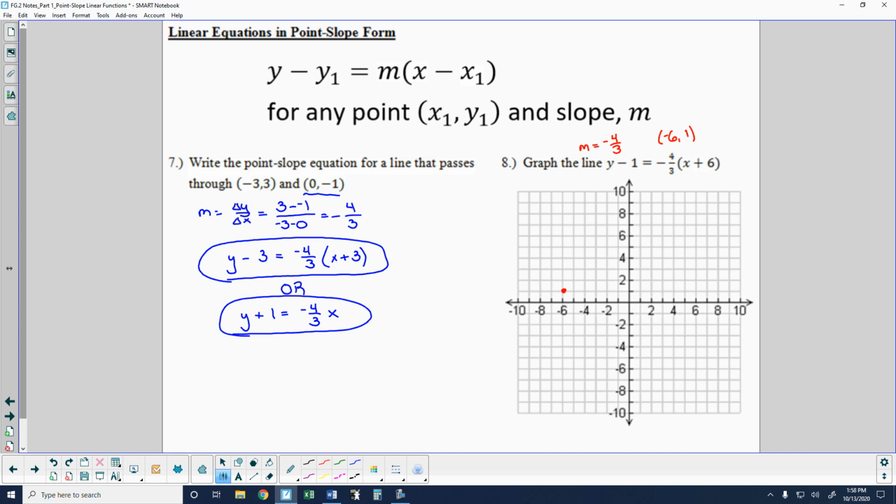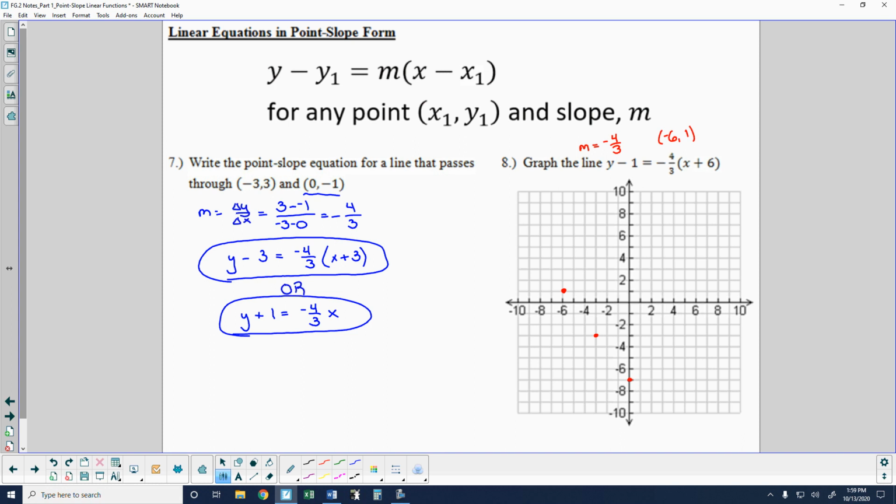And then we can plot additional points using the slope. So we would go down 4 units, 1, 2, 3, 4, and over 3 units, 1, 2, 3. Rise over run gives us slope. Same thing, we could continue doing that, down 4, 1, 2, 3, 4, over 3 units, 1, 2, 3, and that would actually give us the y-intercept here.